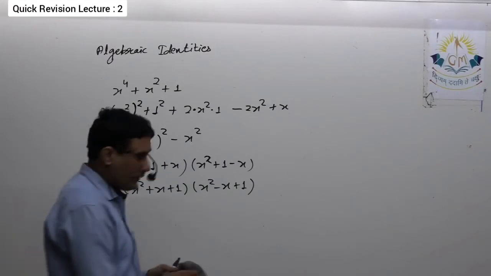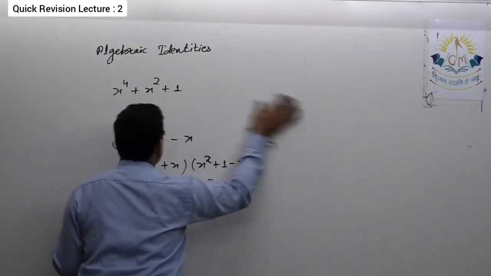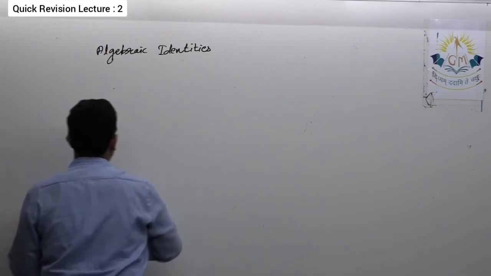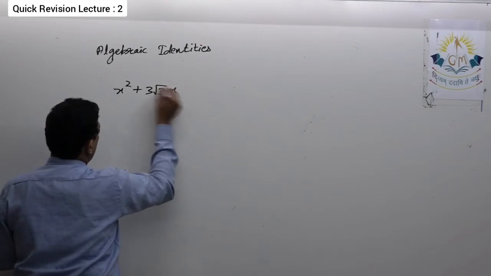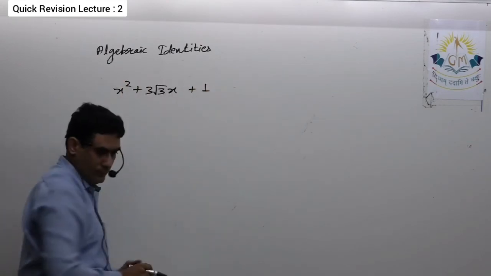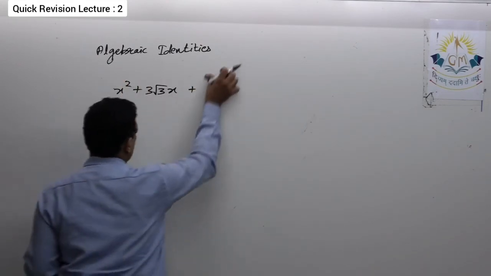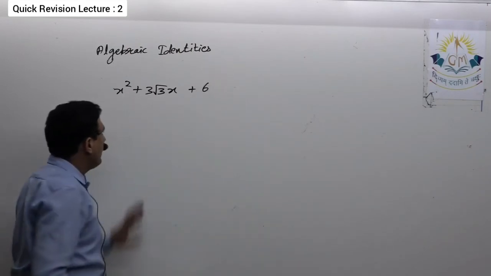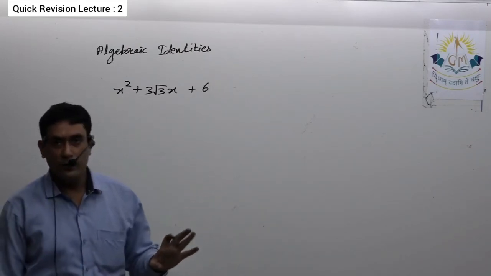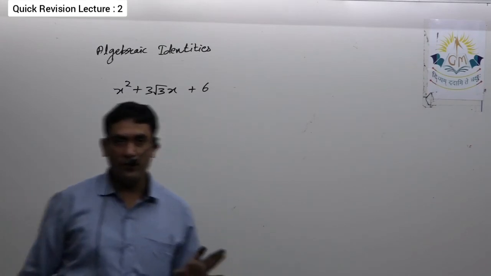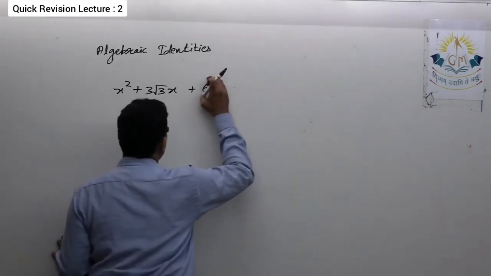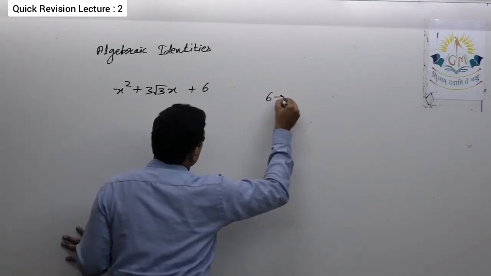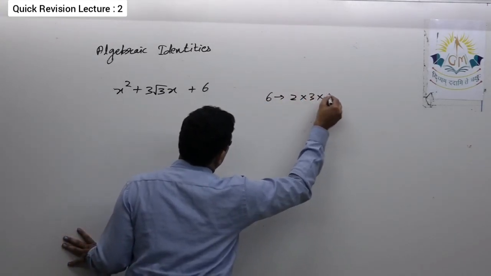x square plus 3 root 3x plus, sorry, plus 6. Here it is plus 6. So here if you can see, this is a quadratic polynomial. Okay, so here you have to find its factors by splitting the middle term. So to split the middle term, we have to find the factors of 6. Factors of 6 are 2 multiplied by 3 multiplied by 1.